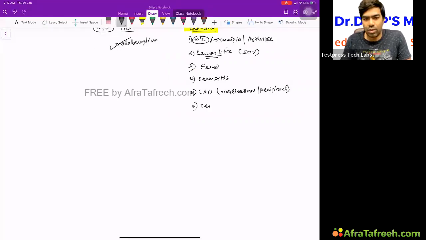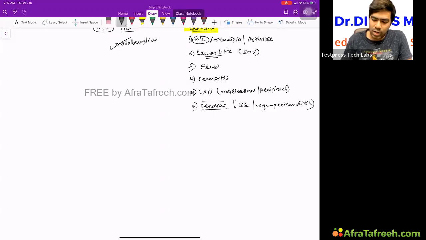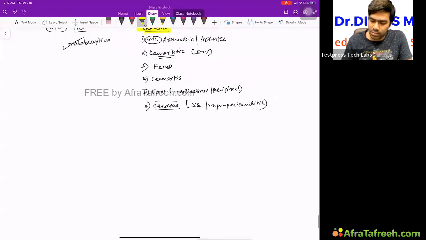Then they can have cardiac involvement. Cardiac involvement, they can produce infective endocarditis. They can produce myocarditis. They can produce pericarditis also. But in general, endocarditis is very important and it will be asked in exam.